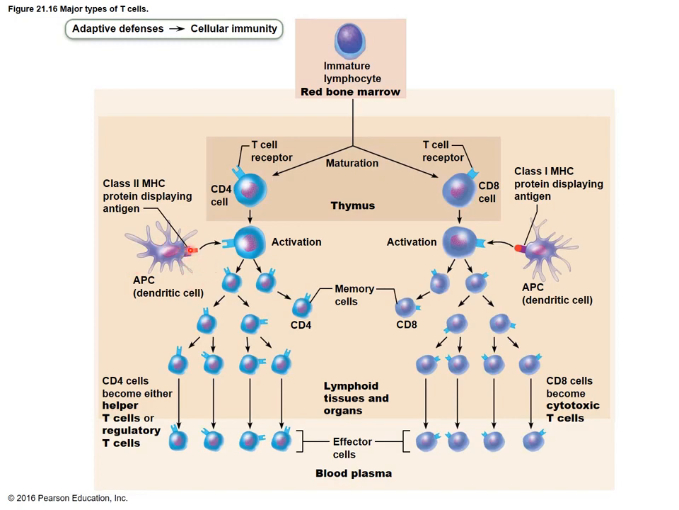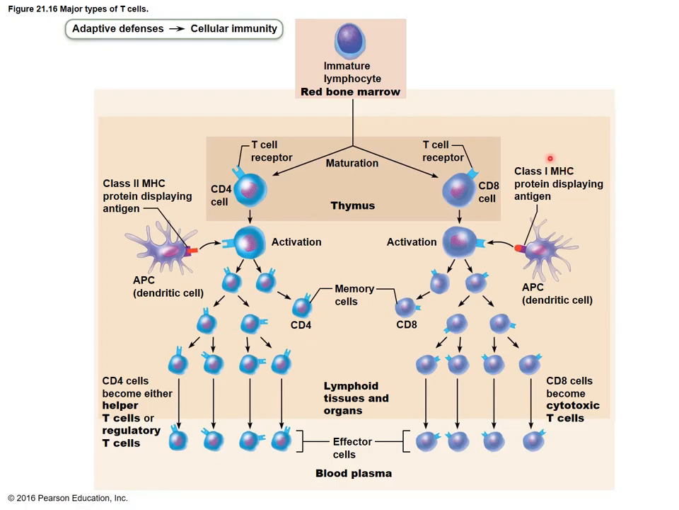Part of the antigen it engulfs internally, but then part of the antigen it exposes on the surface, and that's what is now being used to activate the CD4 cell, which is now going to go through the proliferation state, or the reproductive state. These CD4 cells down here will ultimately become either what we call helper T cells or regulatory T cells. Some of the CD4 cells will become memory cells.